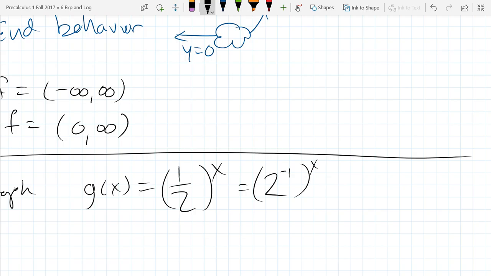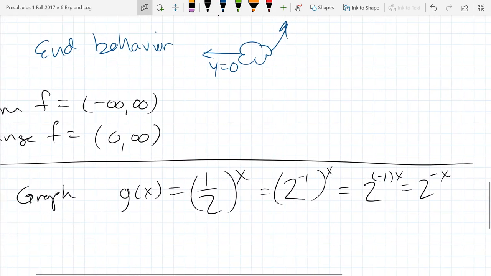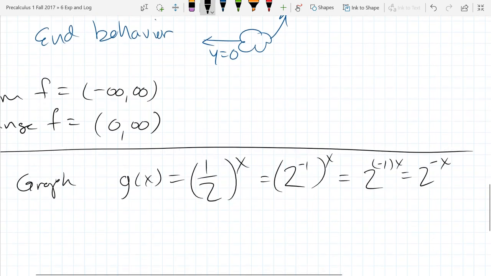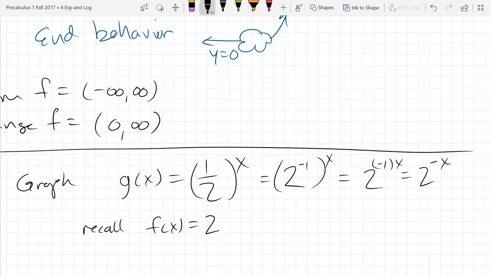What I'm going to do instead is some algebra. So those properties we listed above, I could rewrite this as 2 to the negative first power to the x power. So we know 1/2 is the same as 2 to the negative first. And what can I do with these two powers, negative 1 and x? So I don't add them, but I multiply them. So powers of powers are products. So this is 2 to the negative 1x, or just 2 to the negative x. So a little bit of algebra turns this function into something similar to what we just graphed.